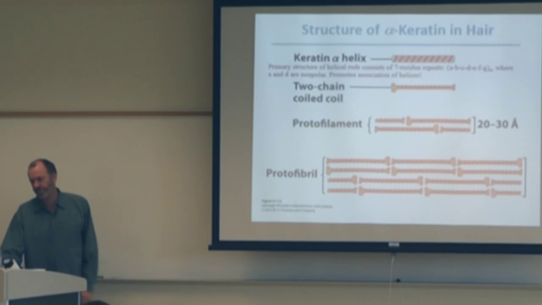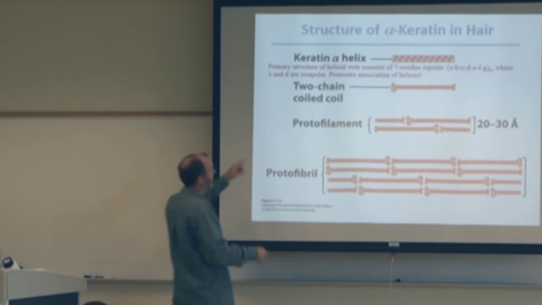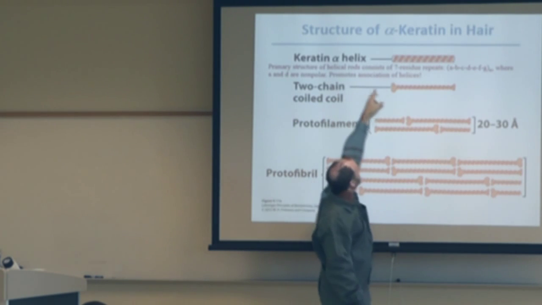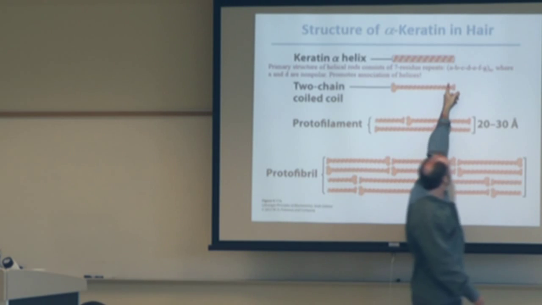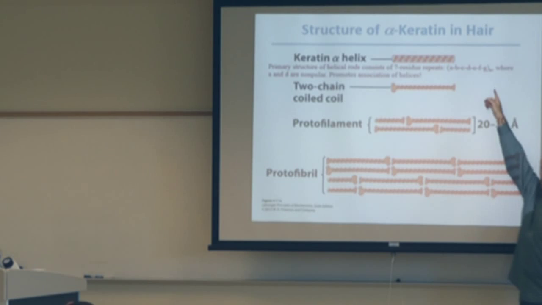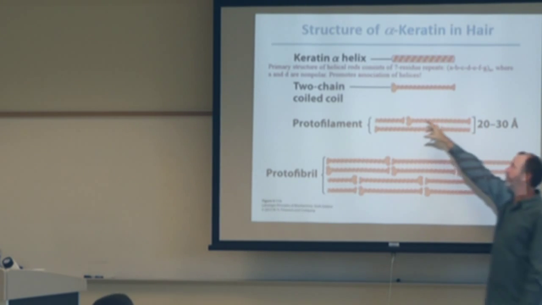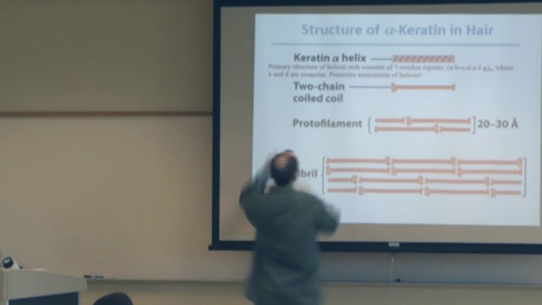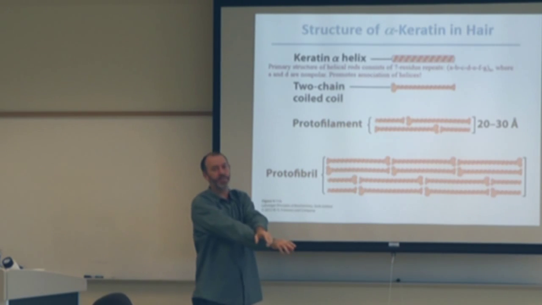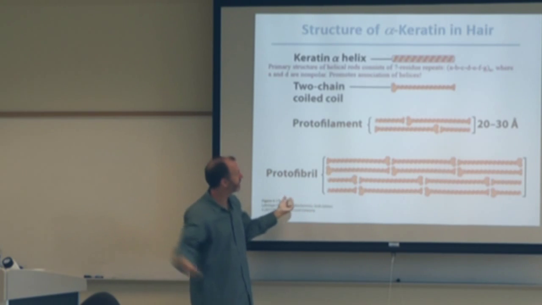So this is the structure of alpha keratin in hair. Alpha helices typically consist of 7 residue repeats, where you have A, B, C, D, E, F, and G repeated n number of times. So it's just over and over again the same sequence, where A and D are nonpolar, which is going to promote association between helices, nonpolar with nonpolar. Remember, which way do the R groups project from alpha helices? Yeah, outward, away from the helix.